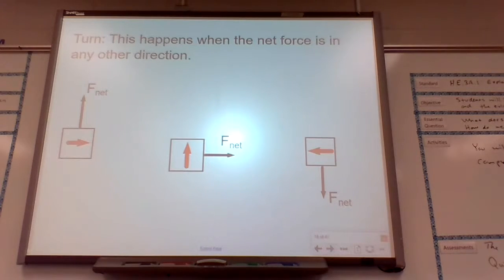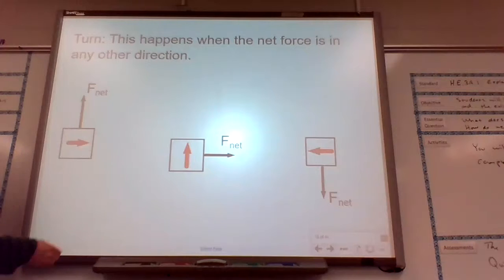So again, an object will speed up when the net force is in the same direction as the object's motion. It'll slow down when the net force is in the opposite direction of the object's motion. It'll turn or change direction if that net force is applied in any other way.